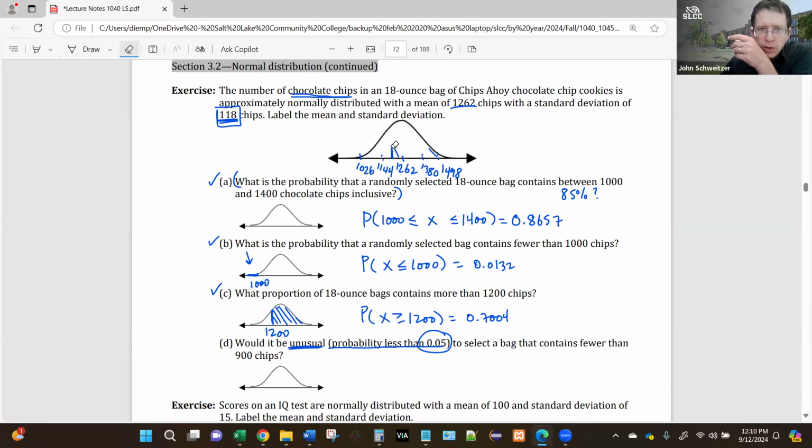Well, let's look at our distribution up here. Because I've put in the inflection point and another standard deviation, I can tell 900 is way down there at the very end of the left tail of the distribution. So I can make a very safe guess here and just say, yes, that would be unusual. It's such a small proportion. But we don't have to guess because we can use GeoGebra. So the probability that X is going to be less than 900, what is that?